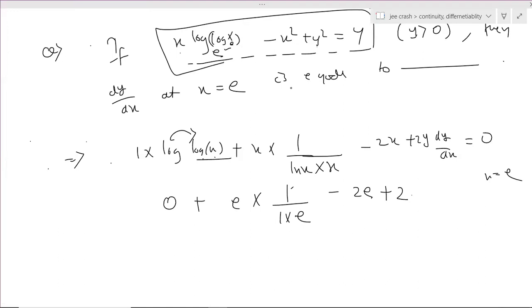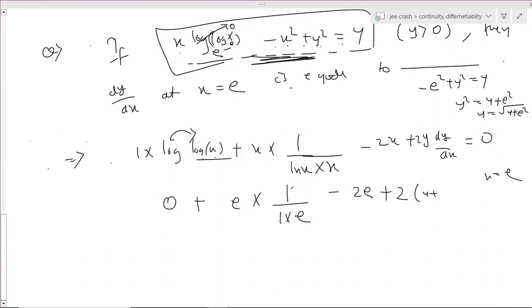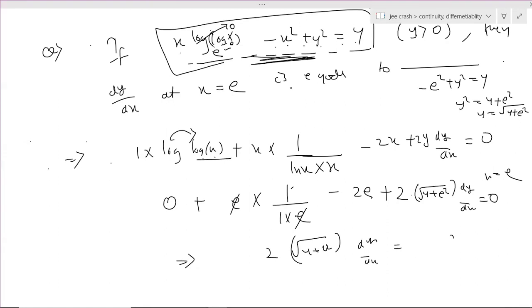What is the value of y if you put it in this equation? If you put log e, this is 1, so this is 0 minus e square plus y square equals 4. So y square equals 4 plus e square, y equals under root 4 plus e square. This is cancelled. So 2 under root 4 plus e square dy by dx equals 2e minus 1. Now you can divide this here, and that will be the answer.